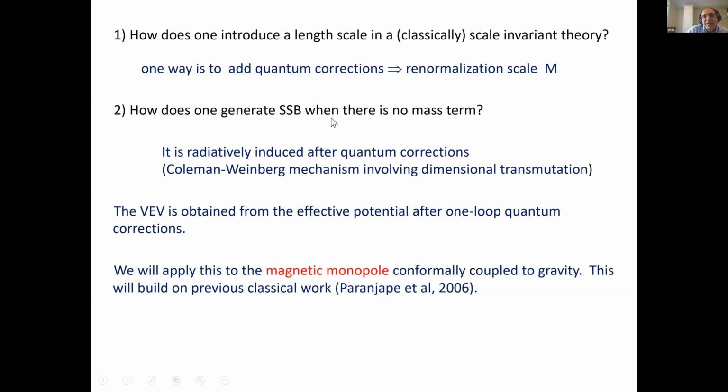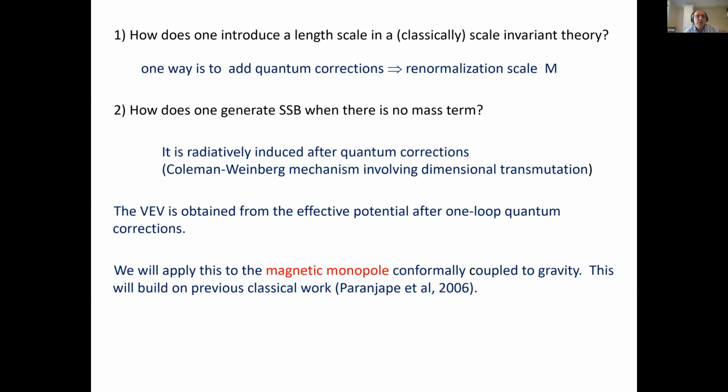In a conformally invariant action, you're not going to have a mass term, so how do you generate the spontaneous symmetry breaking? Well, it is radiatively induced after quantum corrections. As I mentioned, it's the Coleman-Weinberg mechanism, and it involves trading a dimensionless parameter for a dimensionful parameter, which is called dimensional transmutation. So the VEV is obtained from the effective potential after one loop quantum corrections. The original potential wouldn't have it, but after the corrections it does.